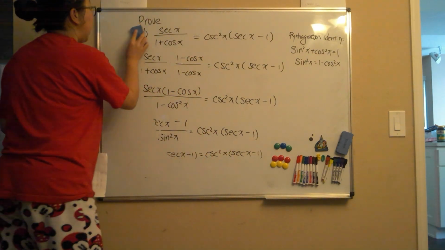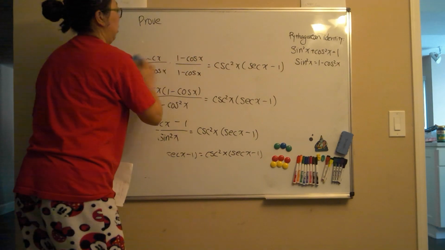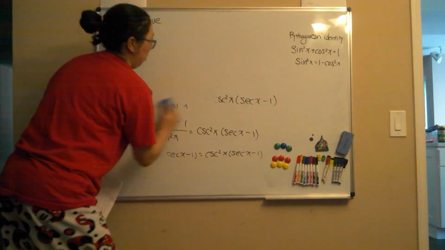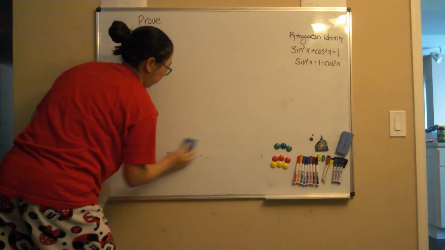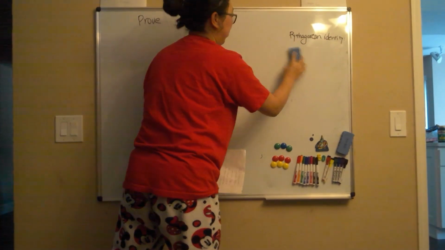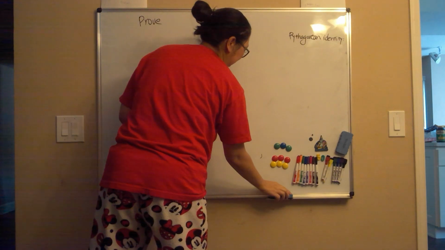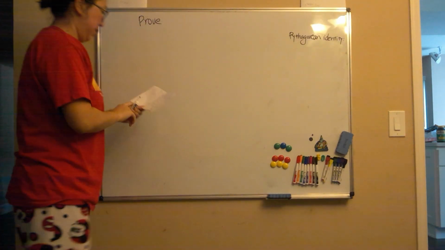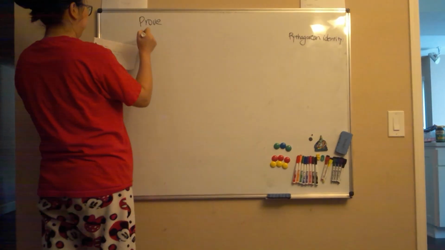Alright. Last example. I'm going to leave the Pythagorean identity word there so I don't have to write it again next time. Okay? Alright. E.